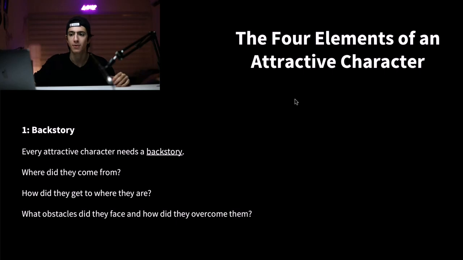So where did you come from? Again, you were fat. How did you get where you are? Through the gym. This is the transformative process that helped create your attractive character. And what obstacles did you face, and how did you overcome them? You weren't disciplined, you were fat, you felt exhausted, you didn't eat well. All of those are obstacles that form the character of your attractive character. So all attractive characters have backstories, remember that.